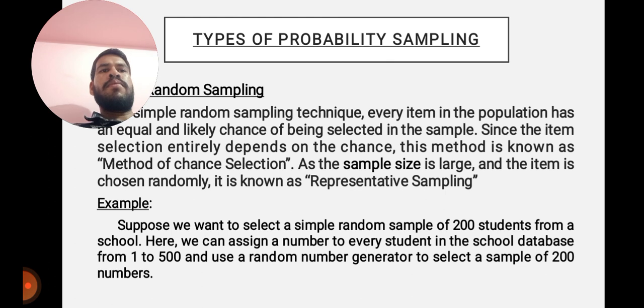Every item in the population has an equal and likely chance of being selected in the sample. Since the item selection entirely depends on chance, this method is known as the method of chance selection. As the sample size is large and the item is chosen randomly, it is known as representative sampling. Example: suppose we want to select a simple random sample of 200 students from a school. Here we can assign a number to every student in the school database from 1 to 500 and use a random number generator to select a sample of 200 numbers.